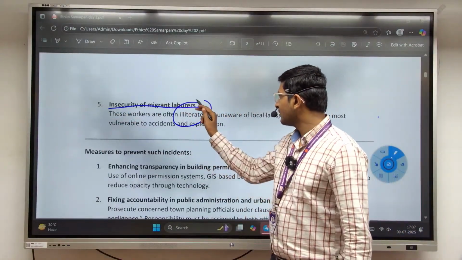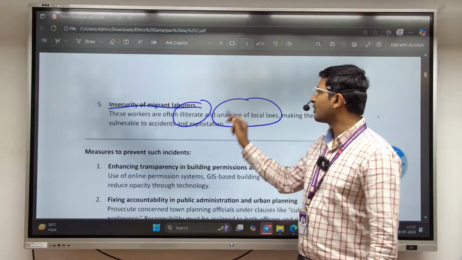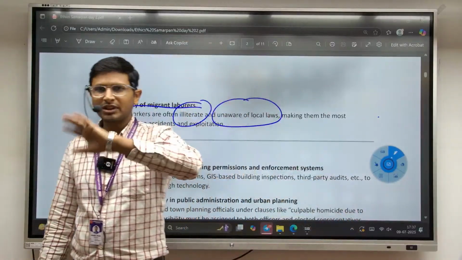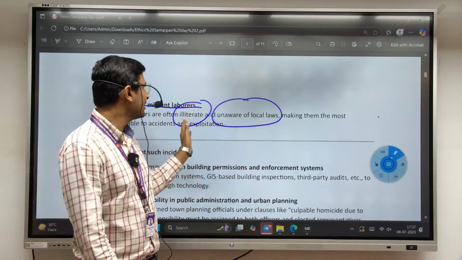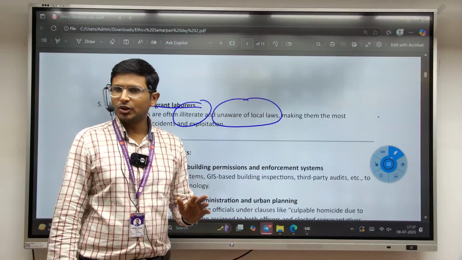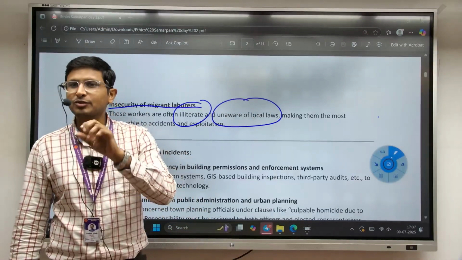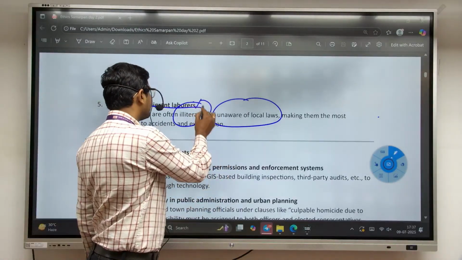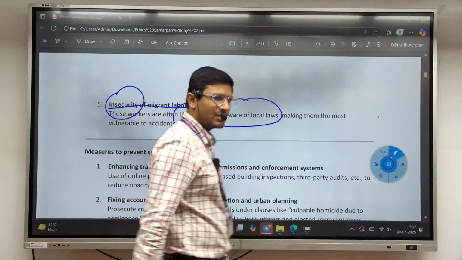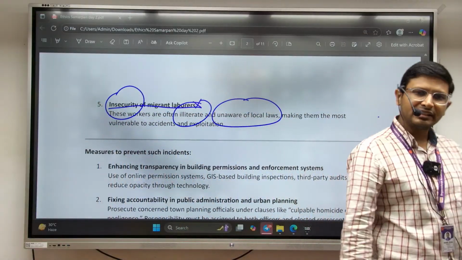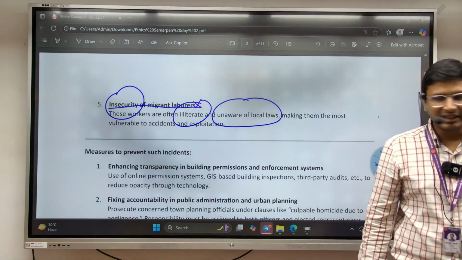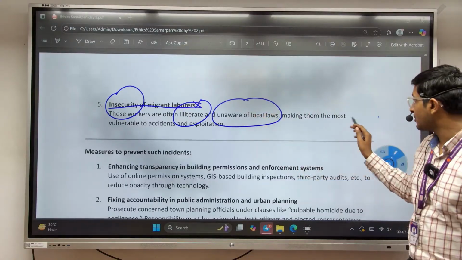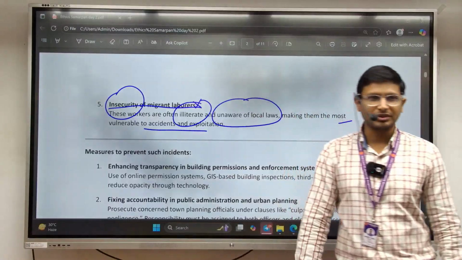These migrant laborers are illiterate and unaware of local laws, because in the case study, most of them are from outside, from different regions. They don't know how the law works for them, what the safety measures are for them. They are not aware of it, and they are insecure also. They are poor people, they need the job at any cost, and that is why they are willing to do such work, and they are most vulnerable to accidents and exploitation.